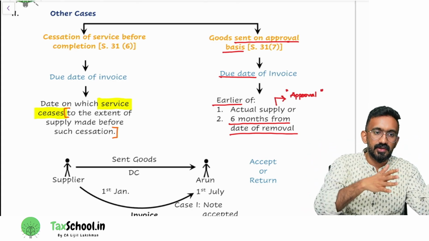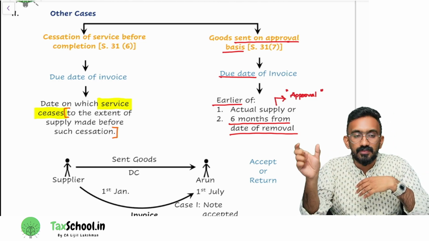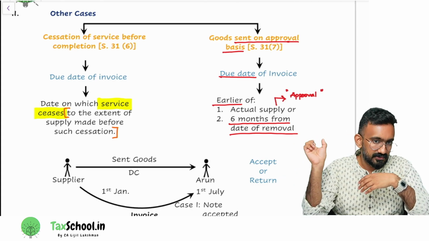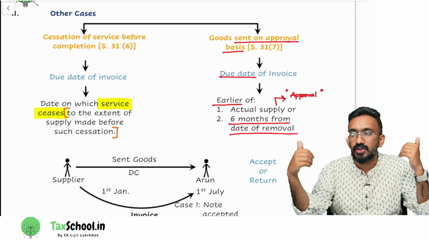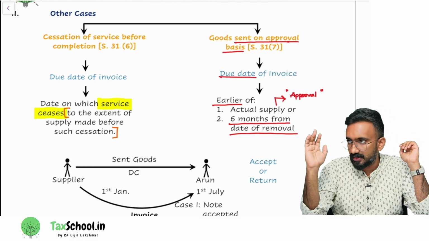So from 1st January to 5th January, if I have stopped the service on 5th January, the due date of invoice would be 5th January itself, because I am not going to complete this particular service, so my normal due date of invoice will not work there.